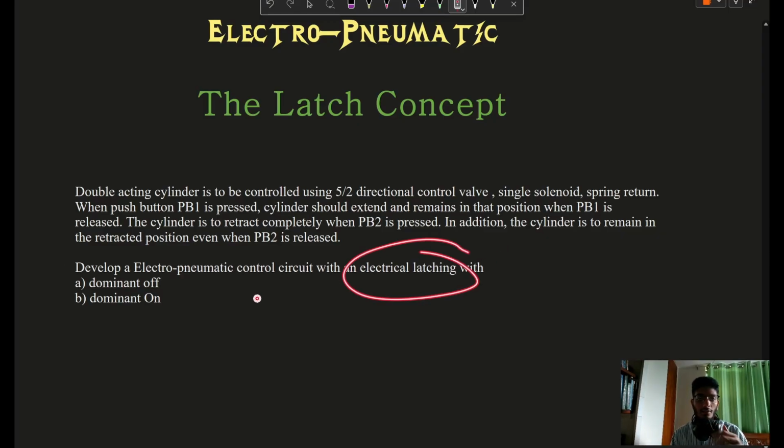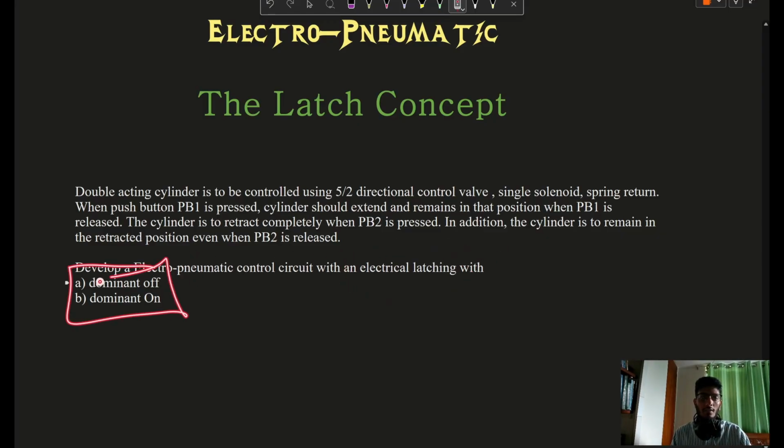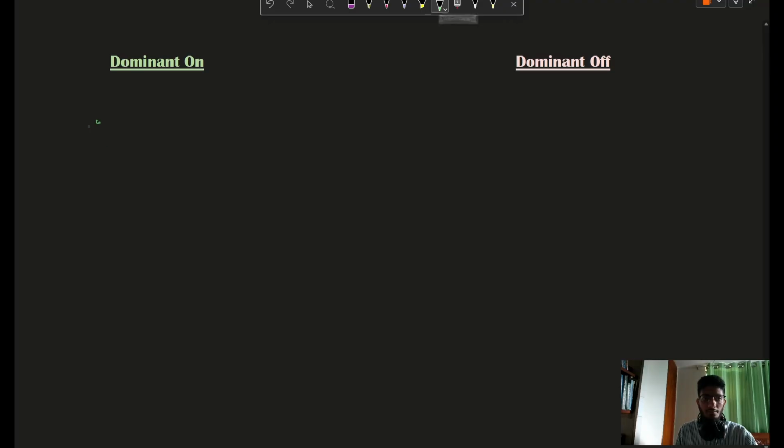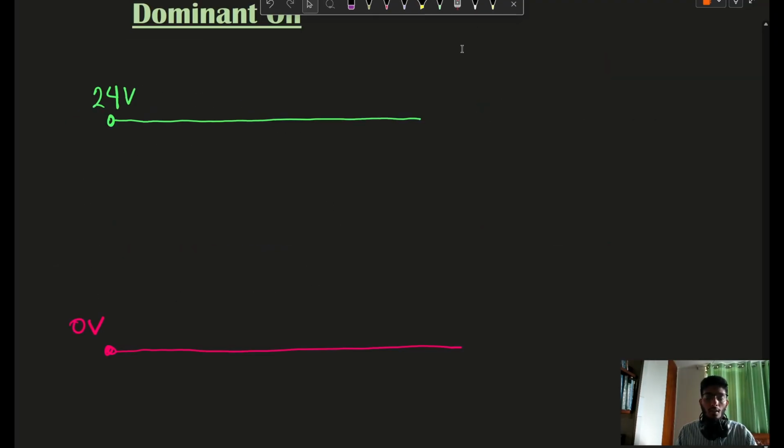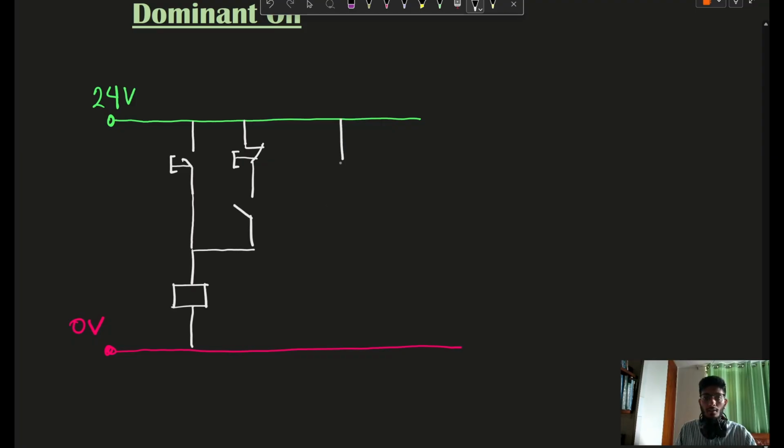This is the electrical latching concept with dominant off and dominant on. So let me explain these two concepts for you, dominant off and dominant on. So let's begin. Now for the dominant on, I need two push buttons. And I need a limit switch. Also, I need a relay. And finally, another limit switch.